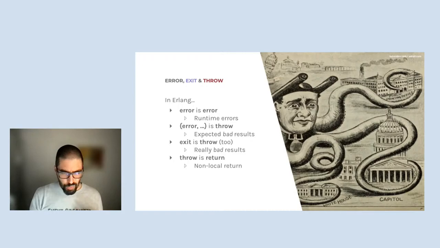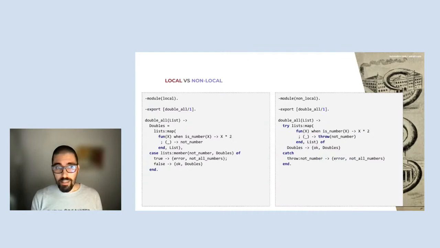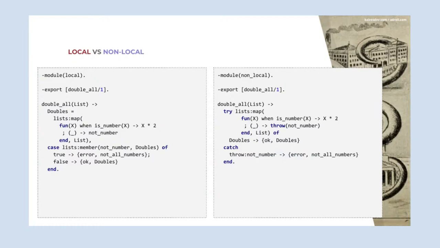And the easiest way I can show you, and it's not very easy, but more or less, is say you have a function to double every number in the list. You want to traverse the list, but if something is not a number, you want to throw an error, like raise an error. In this case, return an error.